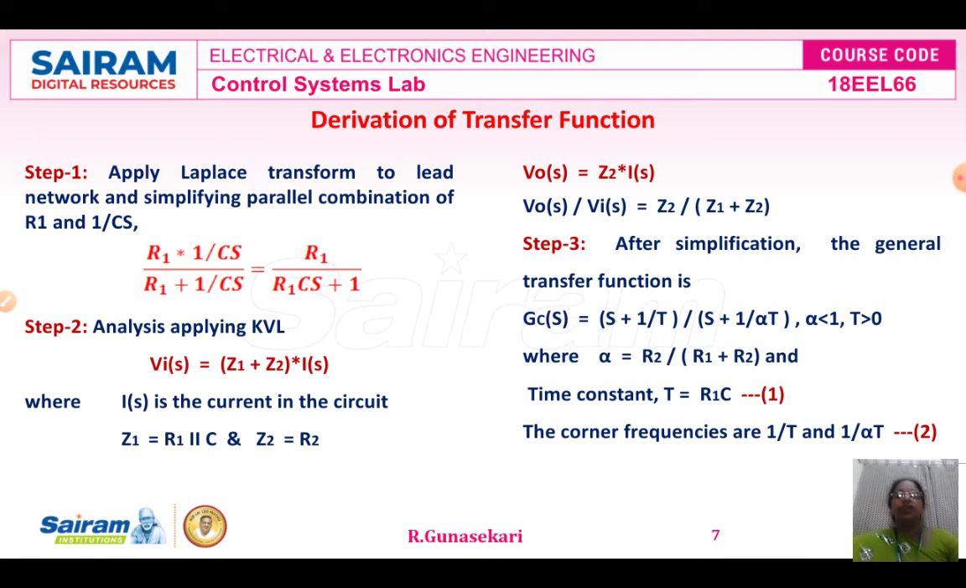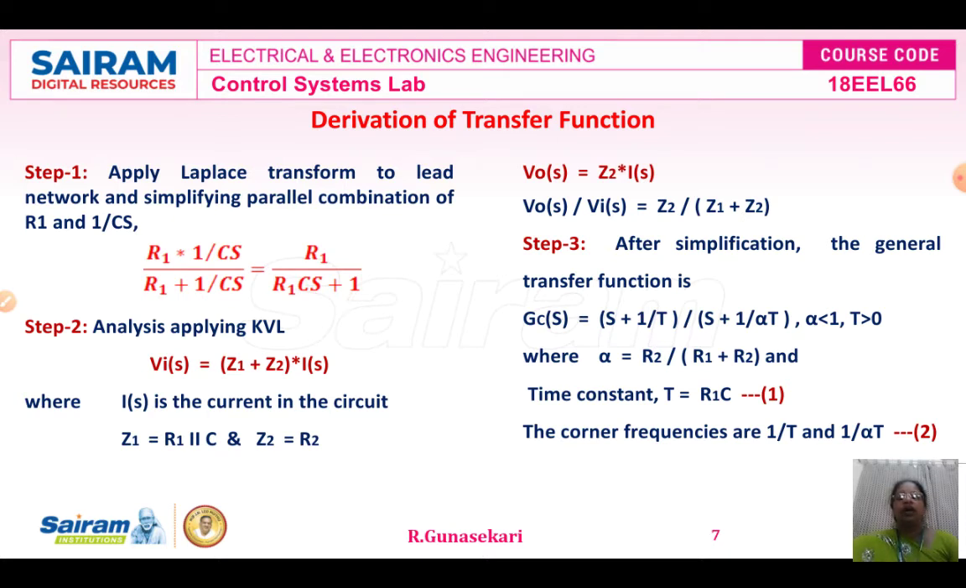Now, how to derive the transfer function experimentally? Step 1: apply the Laplace transform to the lead compensating network and simplify the parallel combination of R1 and C. Therefore, R1 multiplied by 1 by Cs divided by R1 plus 1 by Cs equal to R1 divided by R1 Cs plus 1. The second step is analysis, applying KVL, that is Kirchhoff's voltage law, to the lead network.